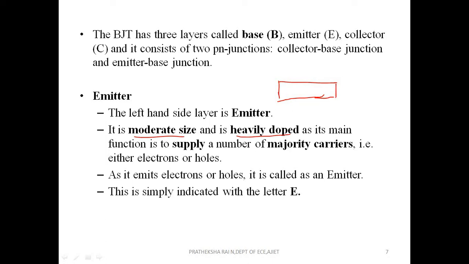So what are the three layers? First layer, say emitter, it is moderate in size. Base, it is very narrow or very thin in width. And then we have collector. About emitter, it is moderately doped. Its main purpose, what it has to do, is to emit electrons. It is indicated by the letter E.